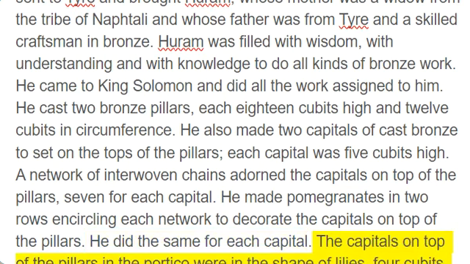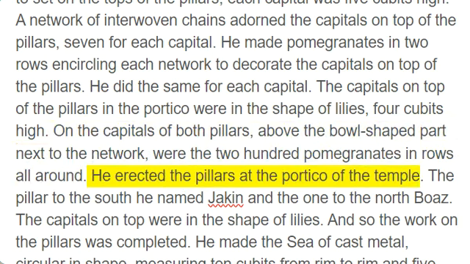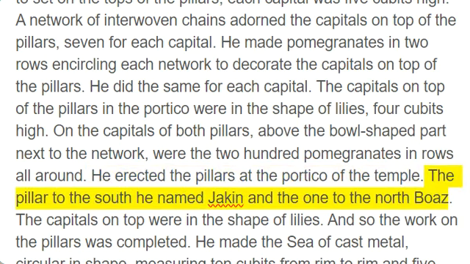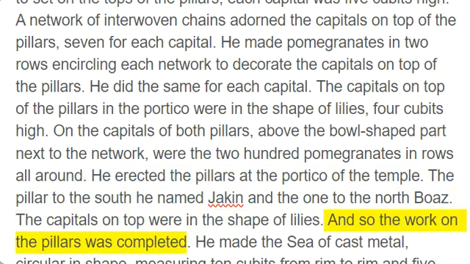The capitals on top of the pillars in the portico were in the shape of lilies, 4 cubits high. On the capitals of both pillars, above the bowl-shaped part next to the network, were the 200 pomegranates in rows all around. He erected the pillars at the portico of the temple. The pillar to the south he named Jachin and the one to the north Boaz. The capitals on top were in the shape of lilies. And so the work on the pillars was completed.